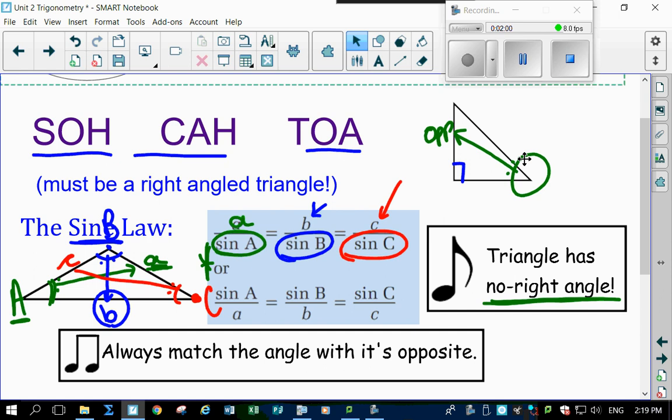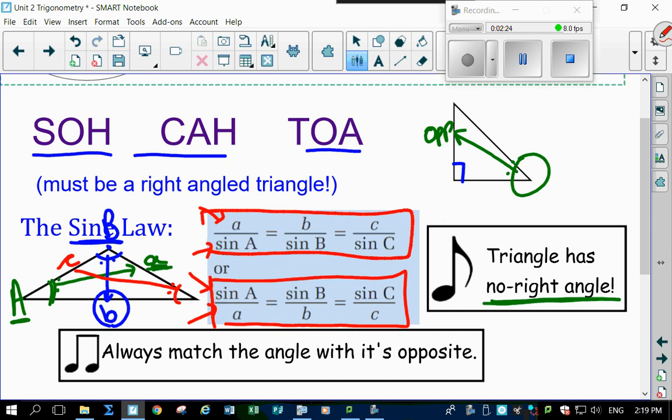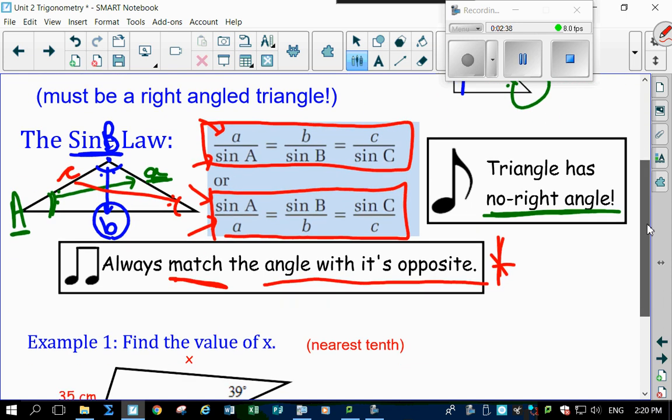And you know, the cool thing about this is it doesn't matter which way you write it. You can write this as the side over the sine of the angle, or you can write it as the sine of the angle over the side. It doesn't matter. As long as you're consistent all the way through, it always works. So make sure you always match the angle with its opposite. If you do that, you can do no wrong. Let's look at an example.